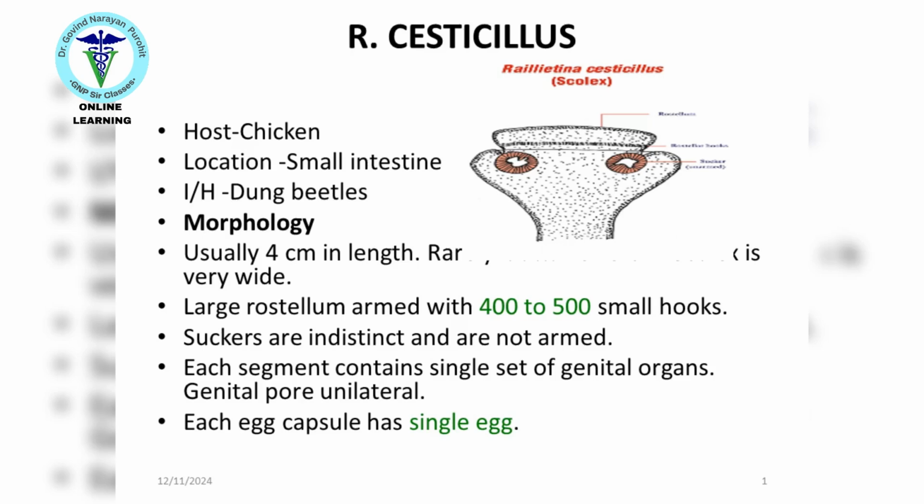Raillietina cesticillus infects chickens and resides in the small intestine, using dung beetles as intermediate hosts. It is usually 4 cm in length and has a large rostellum with 400 to 500 small hooks. Each segment contains a single set of genital organs, and each egg capsule has a single egg.